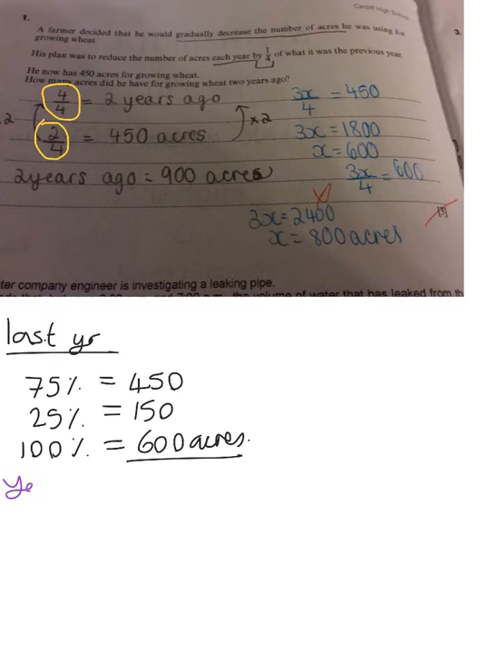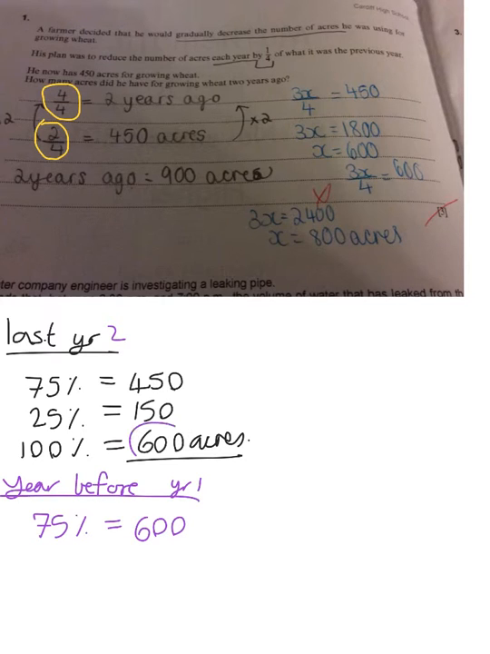So year before, or I could write year 2 and I could write year 1 if I wanted. So the year before, if I take away a quarter, then 75% will be equal to that 600 there. So in the same way, 25% is 200, 100% is 800 acres, and that's my answer.